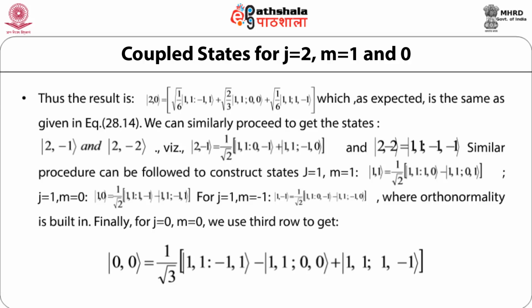We can similarly proceed to get the states, that is the coupled states 2, minus 1 and 2, minus 2, and these are given by the representation. The coupled state 2, minus 1 is equal to 1 by under root 2 times bracket open state 1, 1 and 0, minus 1 plus state 1, 1 and minus 1, 0 bracket close, and the state 2, minus 2 is given by the states 1, 1 and minus 1, minus 1.